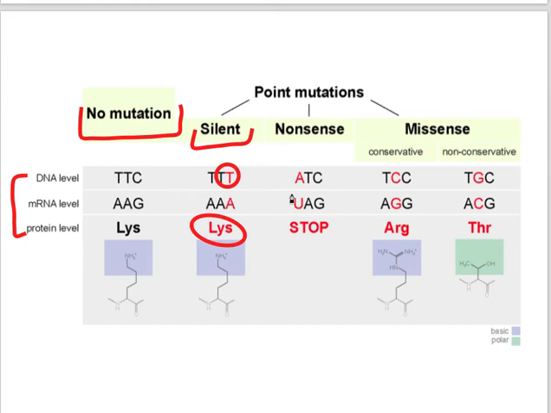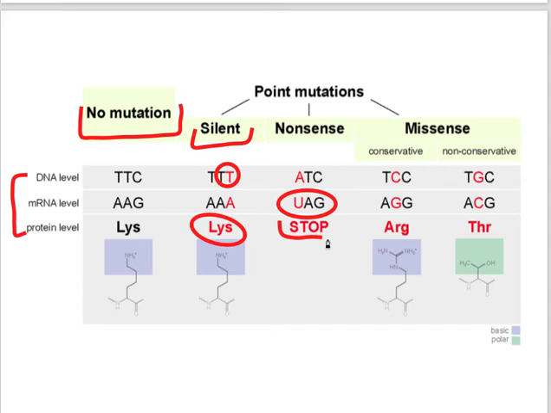If you change this one, though, you're going to change this triplet into a UAG, which is actually a stop. This is the nonsense mutation, where the protein actually prematurely stops, unfortunately. And this is what I was talking about, so I guess we will get to it now. When you change an amino acid, sometimes it's fine, which is conservative. Sometimes it's devastating, which is non-conservative.